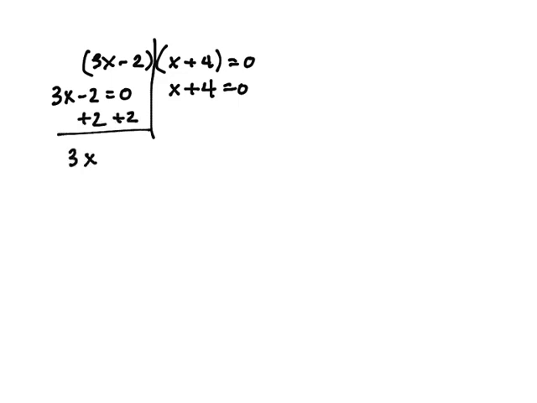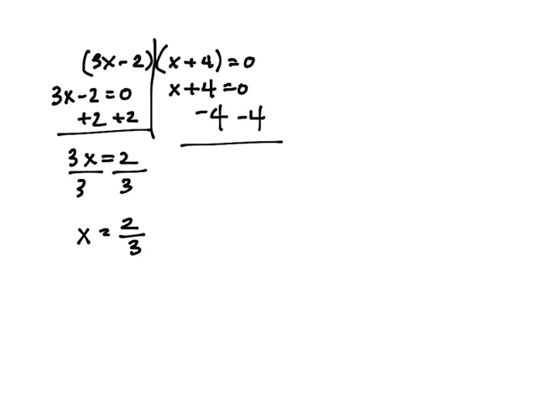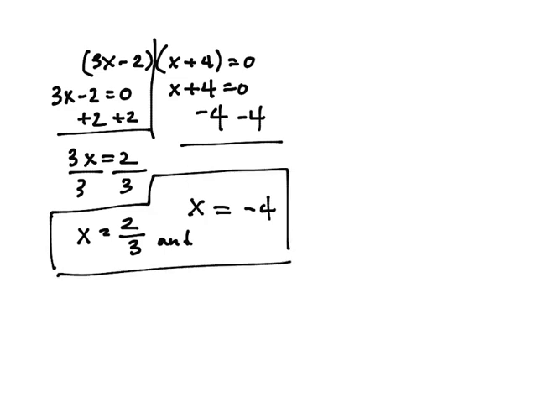So we have 3x equals 2. Divide both sides by 3, so x equals 2/3. And on this side, we're going to subtract 4 from both sides, so x equals -4. So our answer is x equals 2/3 and x equals -4. Those are our x-intercepts. Okay, and that's the final answer. Took a while, but we got there. Good job.